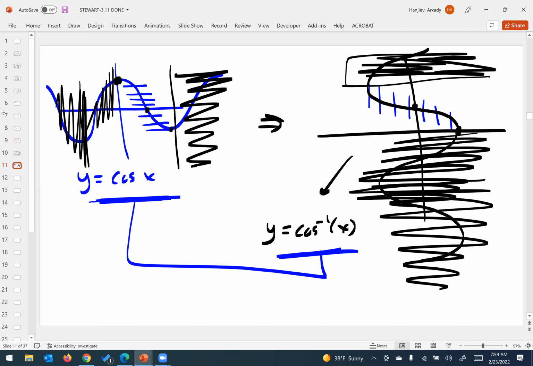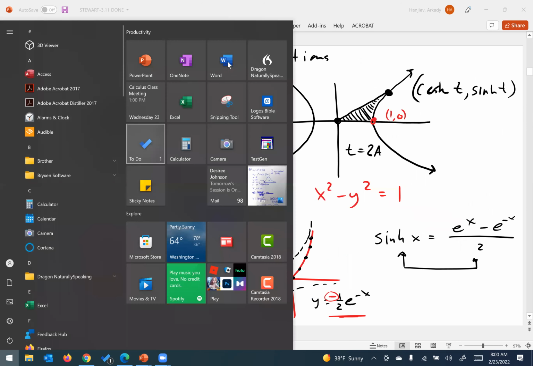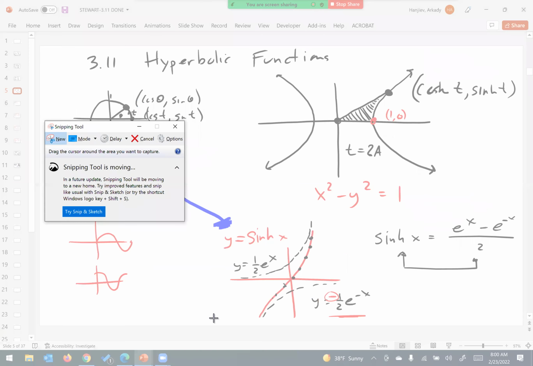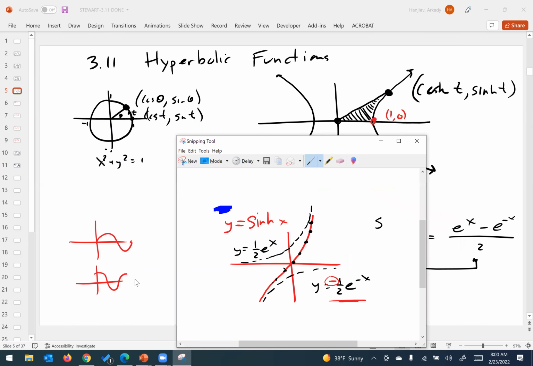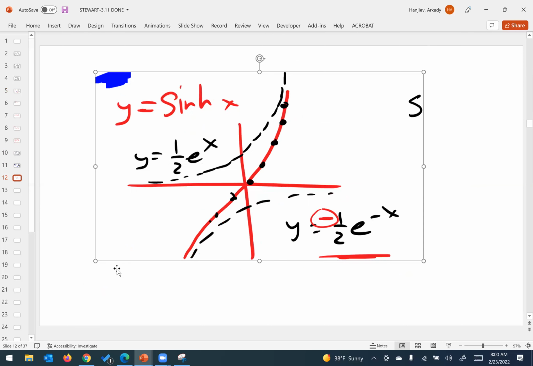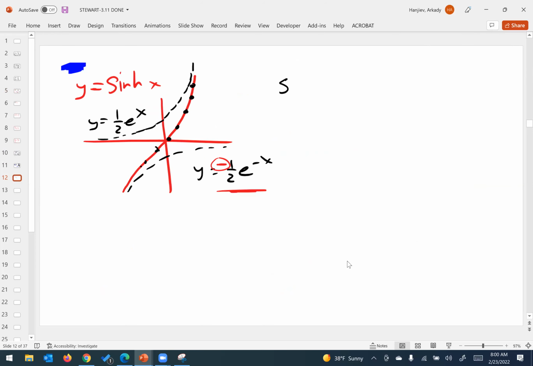So now let's go back to our hyperbolic sine graph. Here it is. Question, does this guy pass a horizontal line test? In fact, I'm going to even do this. I'm going to take this, first time doing it, let's see what happens. I'm going to bring it over here and make it smaller. Okay, we're good there. There's our graph of it.